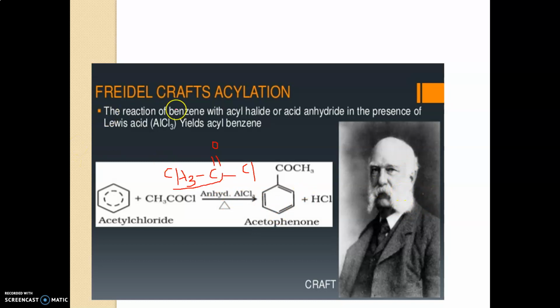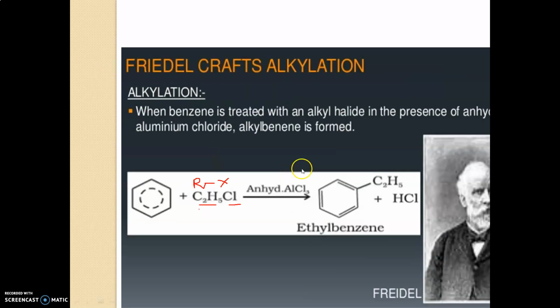And the reaction of benzene with acyl halide or acid anhydride yields acyl benzene. This benzene is known as acyl benzene because it is attached to the acyl group. Here the benzene is known as alkyl benzene, because this alkyl group is ethyl, so it is known as ethyl benzene. If it is CH3, it will be known as methyl benzene. If it is propyl, then it is known as propyl benzene.